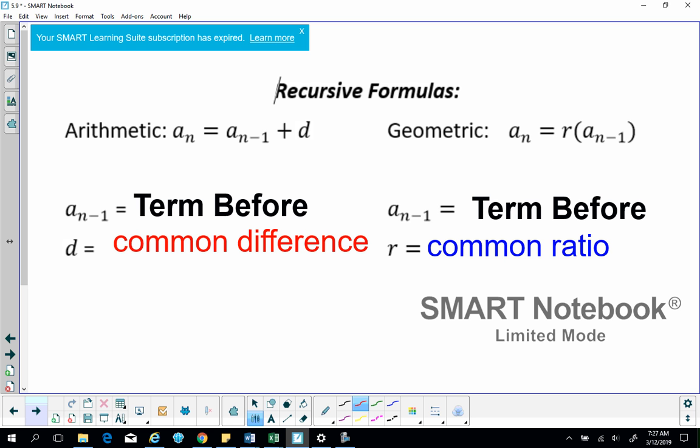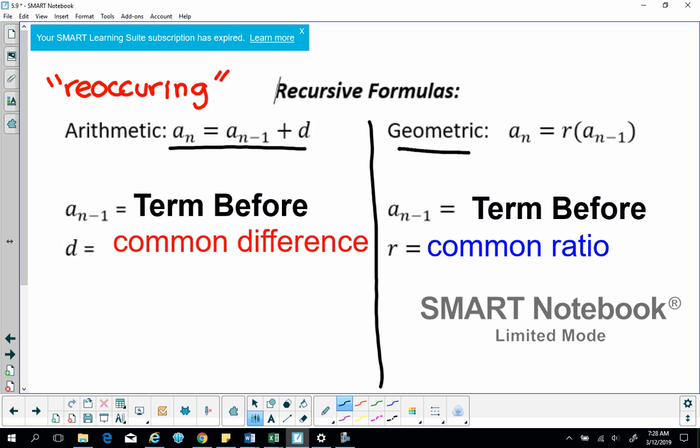But what recursive means, if I said I'm having like a reoccurring dream, what does that mean? You have the dream over and over again, right? So the same dream yesterday is the dream that I'm going to have tonight. So that being said, recursive means reoccurring. It's basically like what is reoccurring over and over again. And so we're looking at this. This is the recursive formula for arithmetic and the recursive formula for geometric.